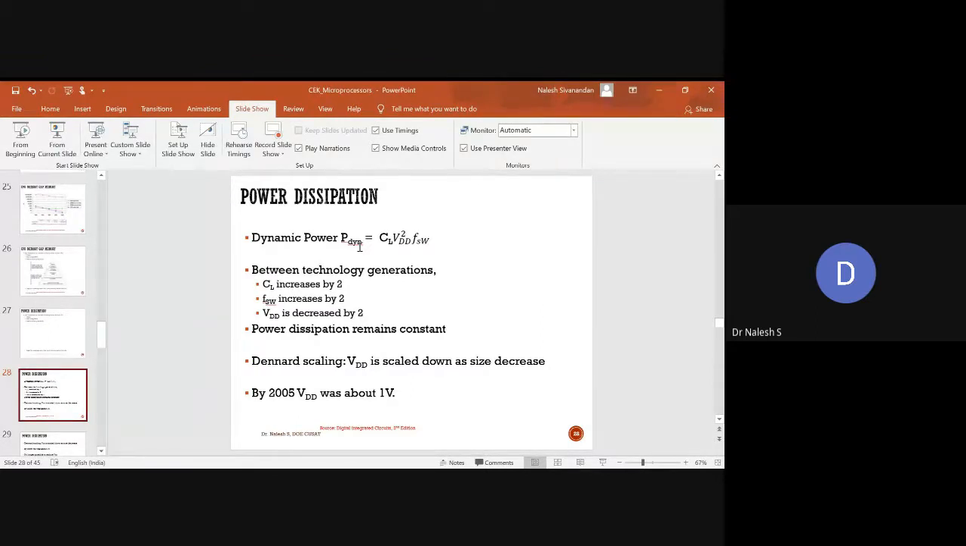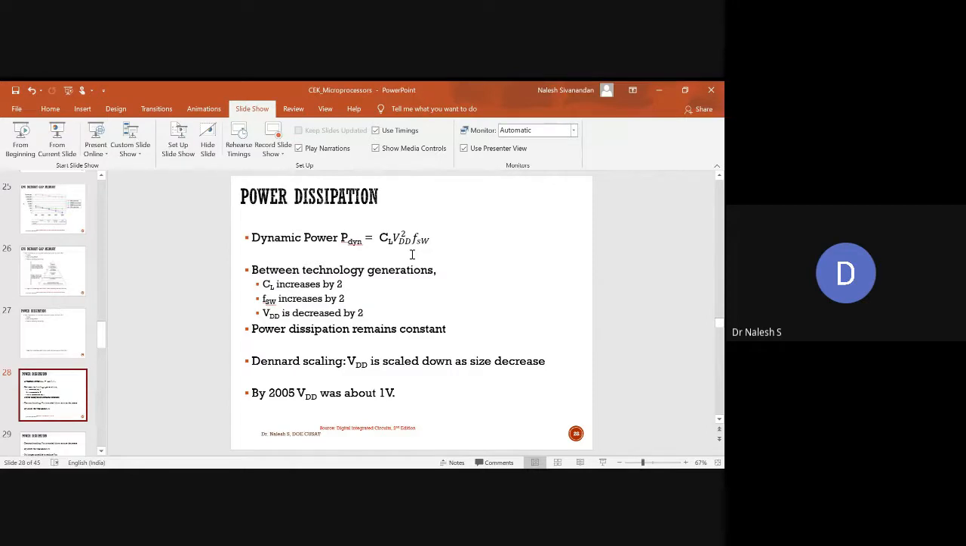And this is very important because, as you know, what happens if the power dissipation increases? Increase in power dissipation results in heat getting generated. Heat getting generated means your IC becomes hot, the temperature increases, and finally it can destroy the IC itself. There will be failure in the IC itself.